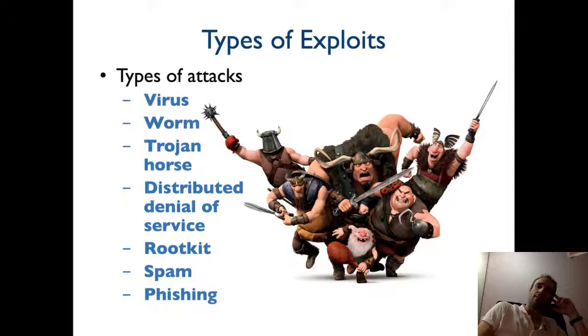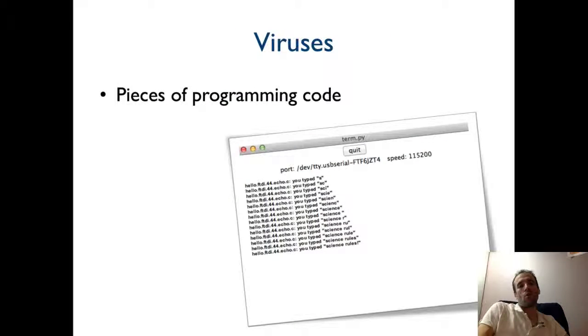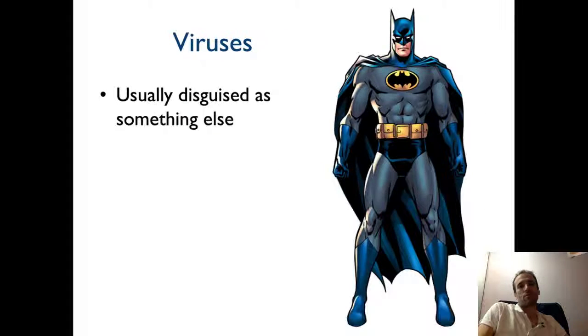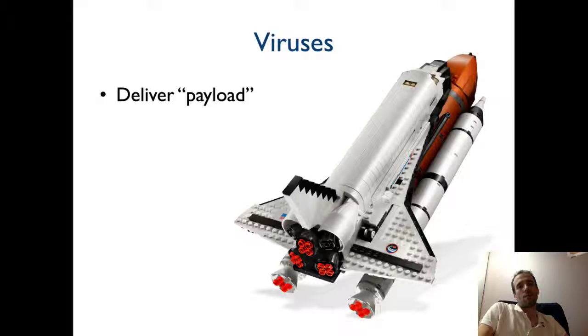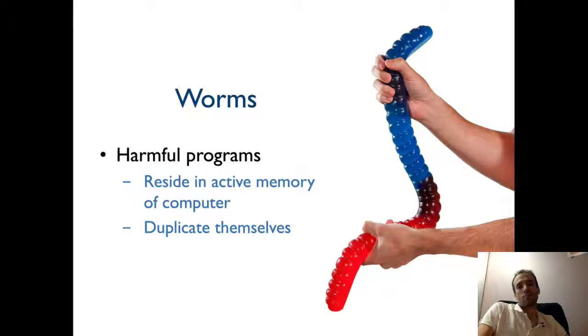There are about 8 types of exploits, types of attacks: virus, worm, Trojan horse, distributed denial of service, rootkit, spam, phishing. All of these types of attacks are the same: gain unauthorized access to a system, make the system do something the user doesn't know or doesn't want it to do. The difference is in the why.